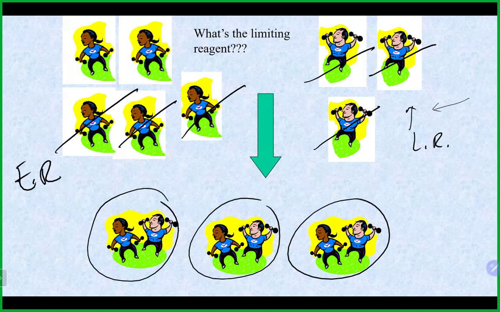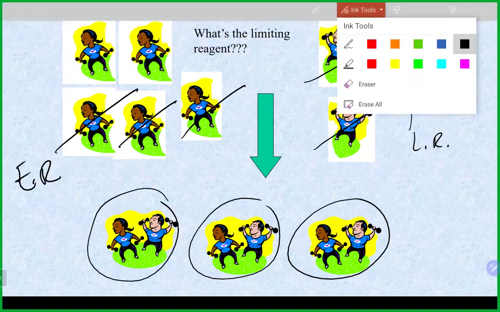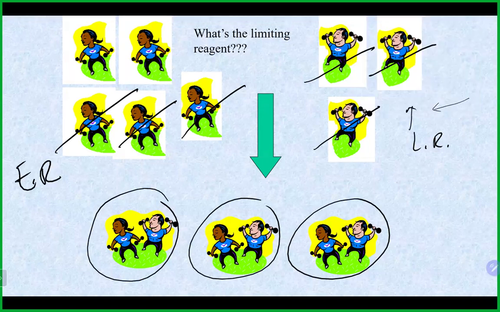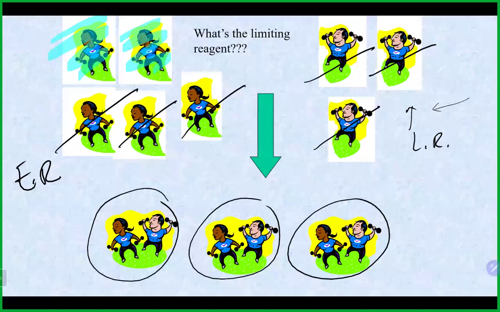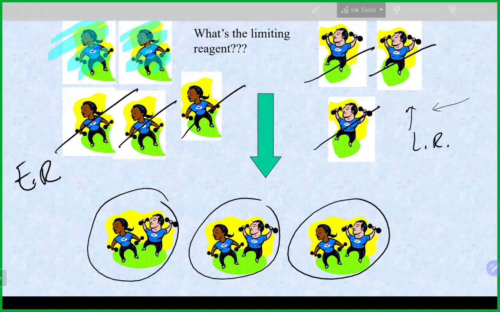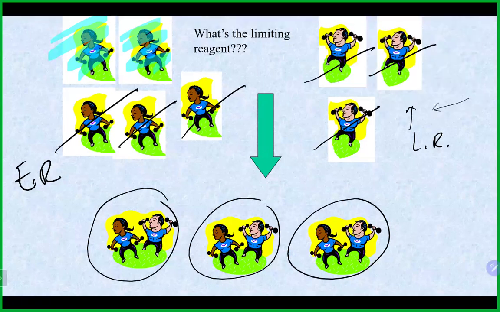We could also figure out, like I said, which is a very common question, how much of our excess reagent we have left over. In this example, we have 1 and 2 left over. So we would have 2 of our excess reagents left over as well. So these are the very typical type of questions that you are sometimes asked.